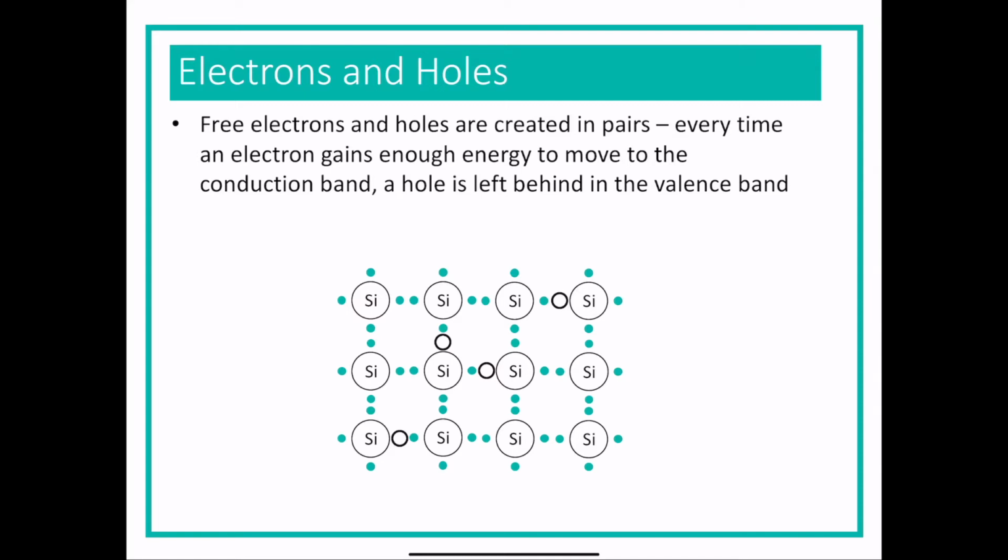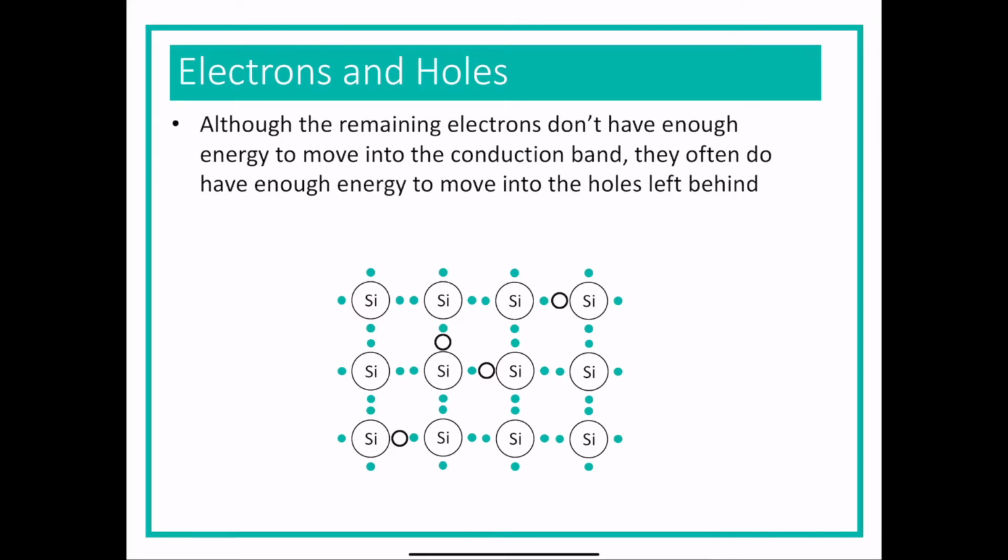So the remaining electrons, the ones that are around the silicon, don't have enough energy to move to the conduction band. But oftentimes they do have enough energy to move from an adjacent atom into that hole, because it's a very inviting thing to have an open spot.